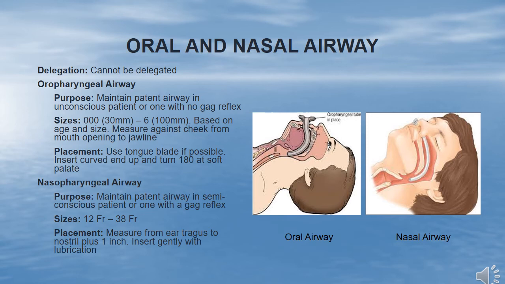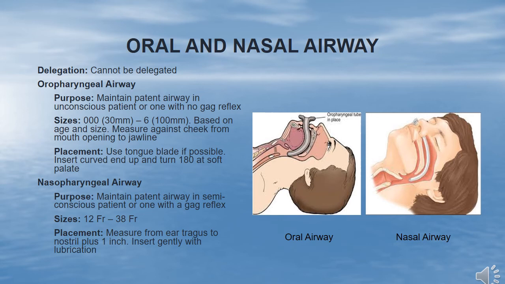Sizes range from 000 for neonates, which is 30 millimeters, to a size 6, which is 100 millimeters and used for a large adult. To measure the patient for the correct size, place the airway at the mouth opening, against the cheek, to the jawline where the tip should reach.